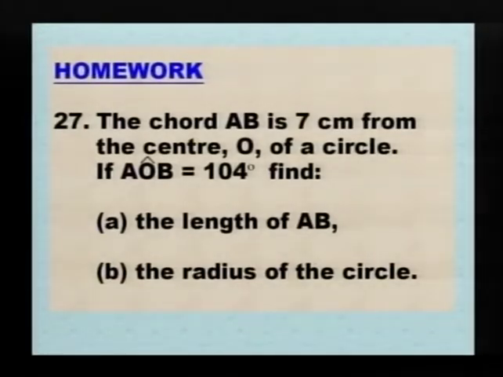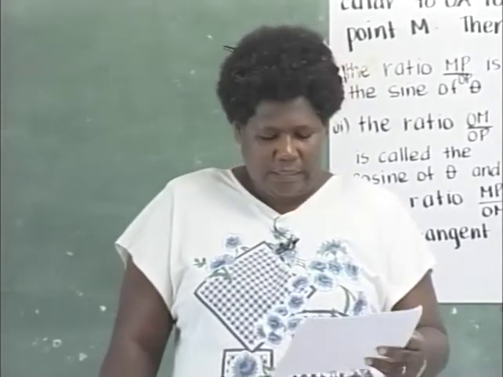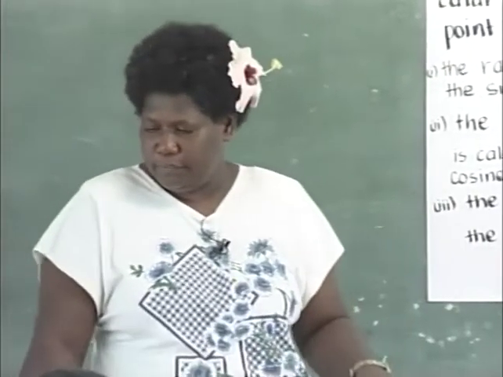Anyone with an answer to question 27A? Okay, Gabriel? The length AB is equal to 17.96 cm. And B, the radius? The radius is equal to 11.4 cm. Okay, very good. A, 17.9, the length of AB, and B, 11.4 centimeters.